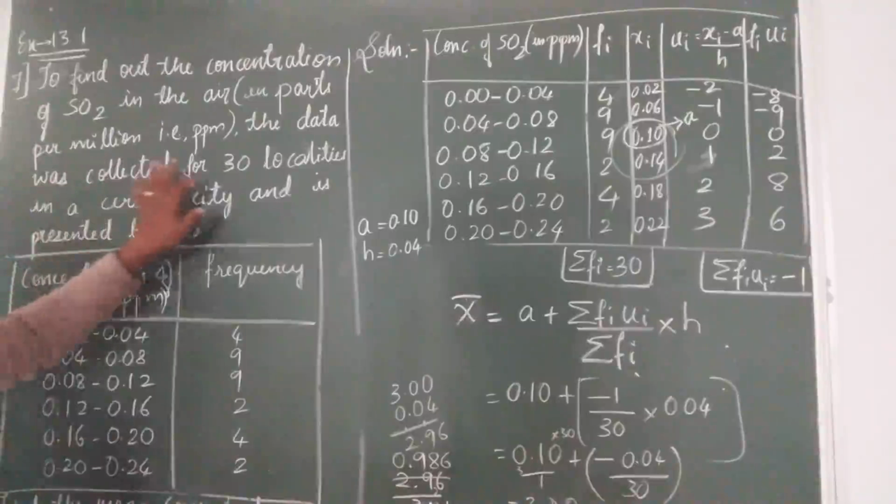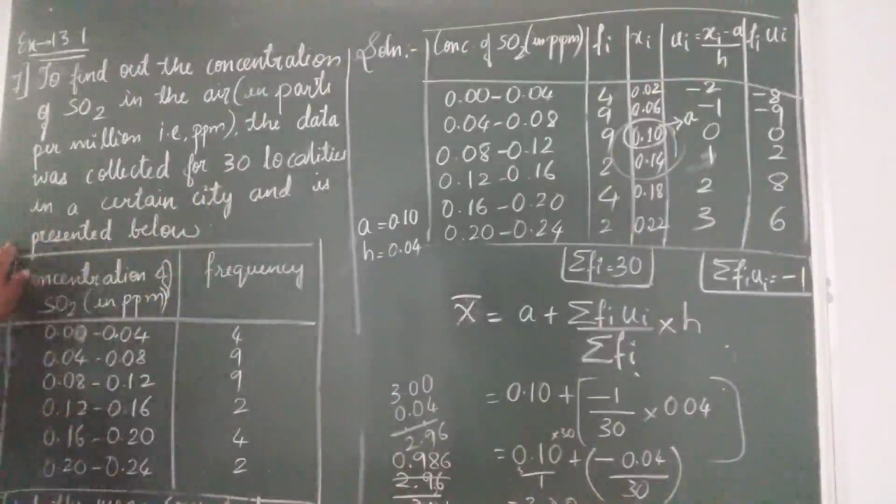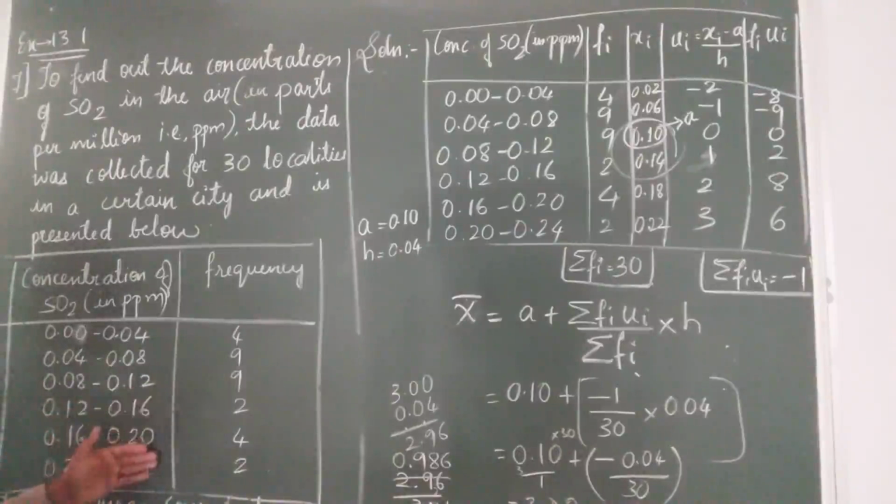The data was collected for 30 localities in a certain city and is presented below. The concentration is like this. They have given the class intervals: 0.00 to 0.04, 0.04 to 0.08, 0.08 to 0.12. Like this, the class intervals are given.